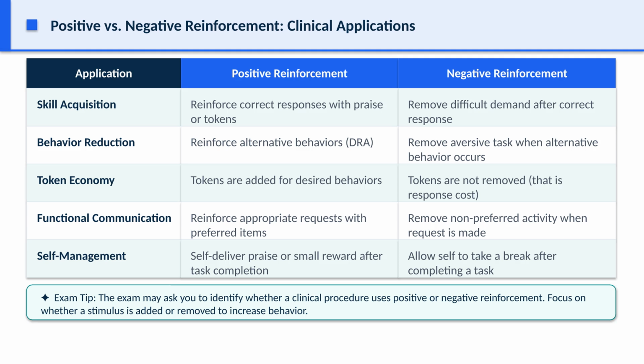In behavior reduction, you reinforce an alternative behavior either by delivering a preferred item or by ending an aversive task. Notice that in token economies, tokens are added for desired behaviors. That's positive reinforcement. But removing tokens is response cost, which is punishment, not negative reinforcement. For functional communication, you reinforce appropriate requests either by adding a preferred item or by removing a non-preferred activity. Finally, in self-management, the client might self-deliver praise or allow a break. On the exam, you'll need to identify which contingency is operating in each scenario. So practice distinguishing the addition versus removal of a stimulus that increases behavior.